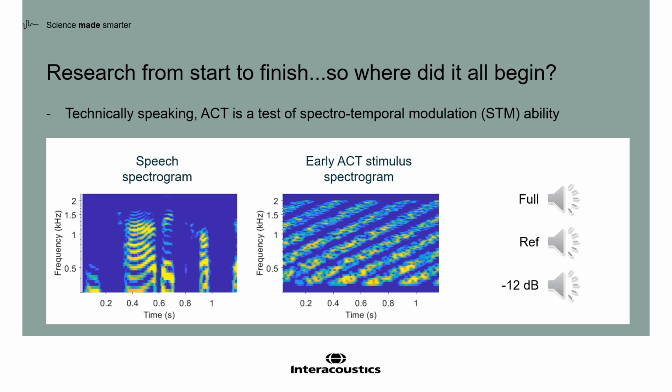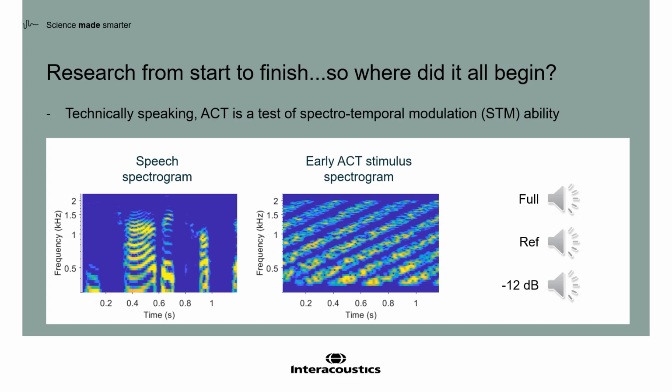So where did it all begin? It began in the 2010s when research saw a strong correlation between a test of something similar to ACT and speech and noise measures. This early version of ACT, as we now call it, is known as spectrotemporal modulation, or STM, and it's a psychoacoustic measure. STM is essentially an unmodulated sound with a modulated sound imposed on top of it.